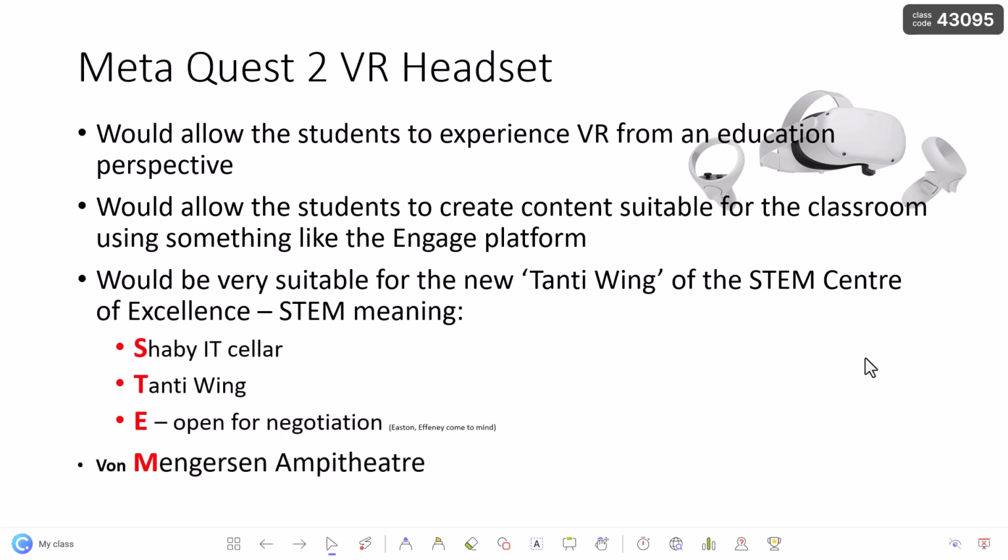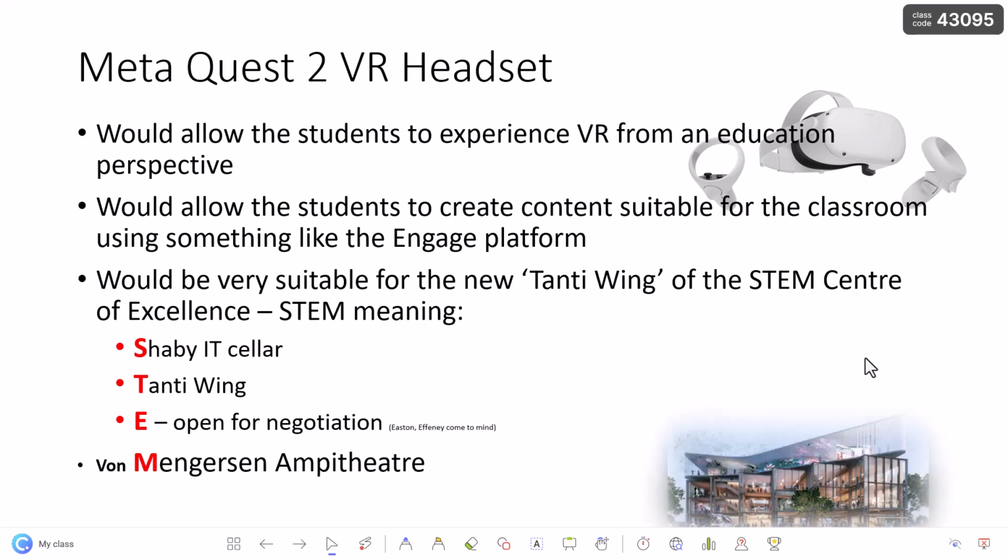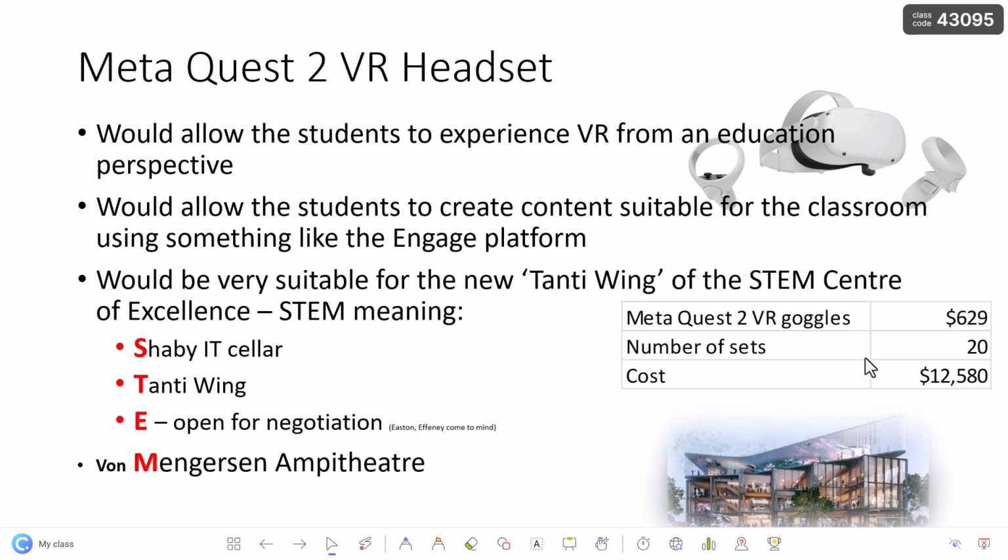The Tanti wing, which is open for negotiation. I've put a couple of names down there, but I think we can think a little bit more about that. And the Mergenson Amphitheatre. It would be part of the vision of ACU. Now, MetaQuest VR goggles are $629 each. If we got a class set, which is about 20 sets, then the cost is $12,580. This is a one-off cost that we would have to pay.